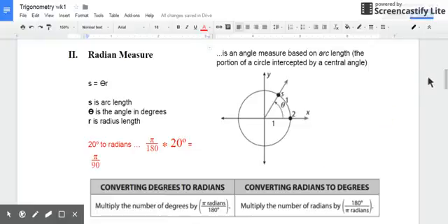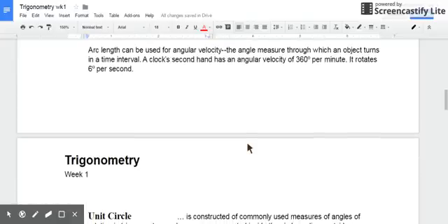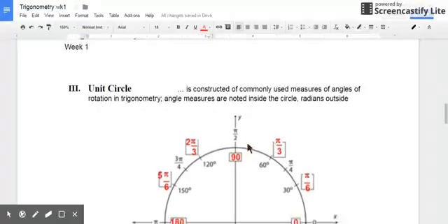All right, continuing on, we are going to do some problems having to do with angular velocity. Arc length is used for angular velocity, which means you have an object that turns in a time interval, as in if you take a look at a regular clock with hour, minute, and second hands. Your second hand rotates 6 degrees every second, and through 360 degrees per minute. So we can talk about angular velocity and go through some problems and determine angular velocity.